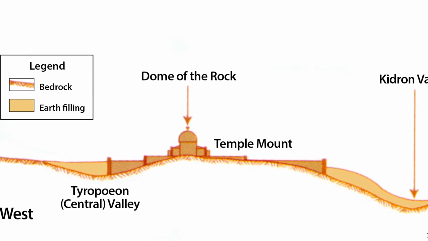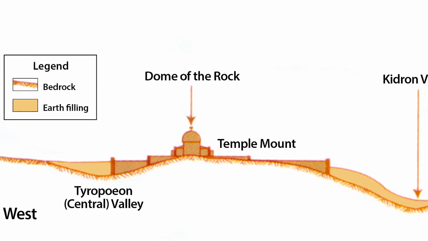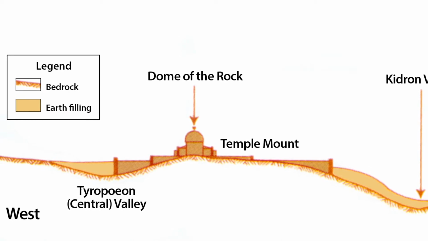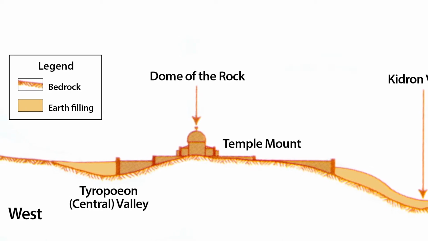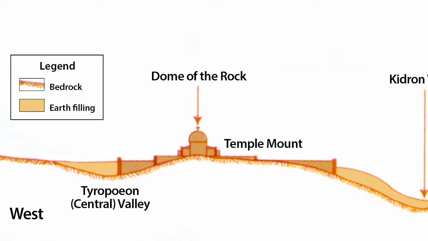But here you can see the Tyropoeon, or the Central Valley, as indicated by the original contour of the bedrock, and the lighter color indicating earth that's filled it up nowadays.